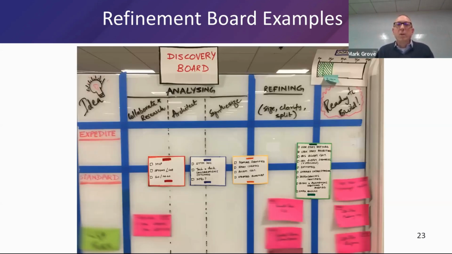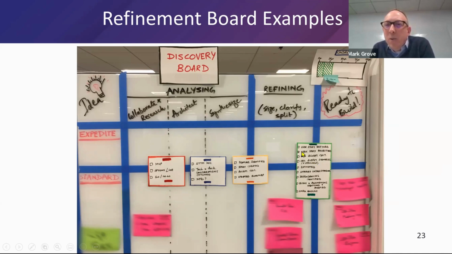Here's another example of pre-COVID, what this particular team called a discovery board. And you can see that their steps here were collaboration and research, architect synthesizing, refining, and hey, we're ready to build. And in here were the steps that were appropriate for them to understand when they would move these items over from left to right.